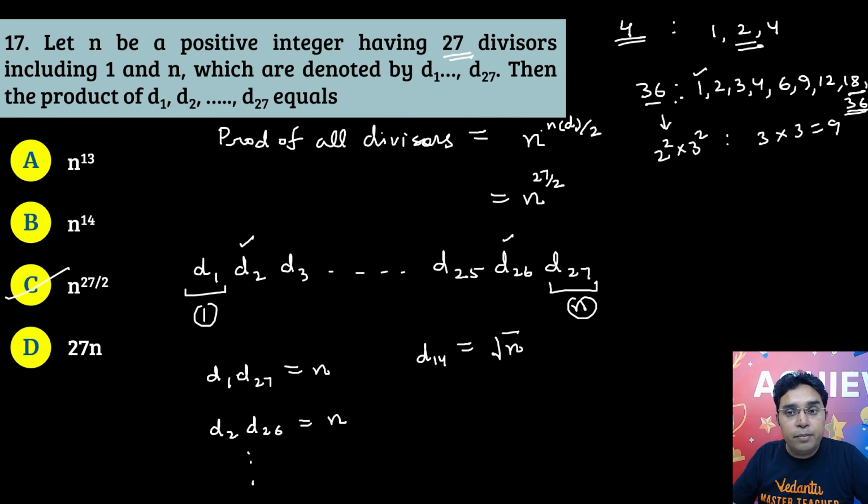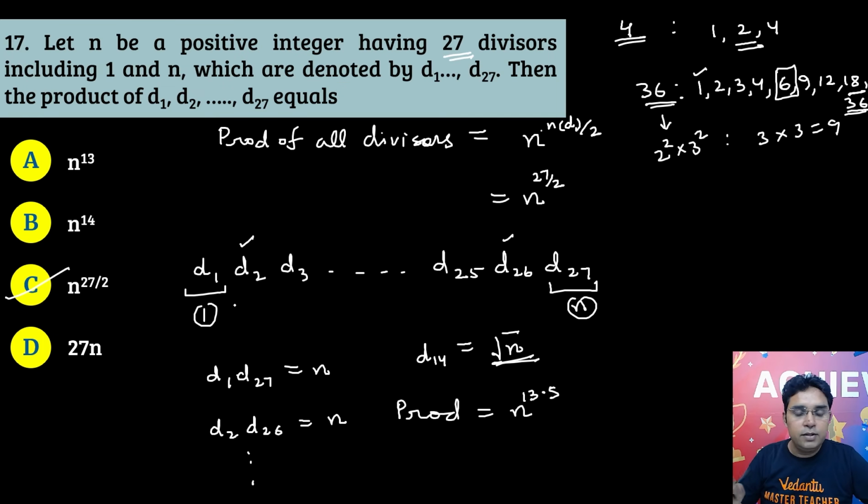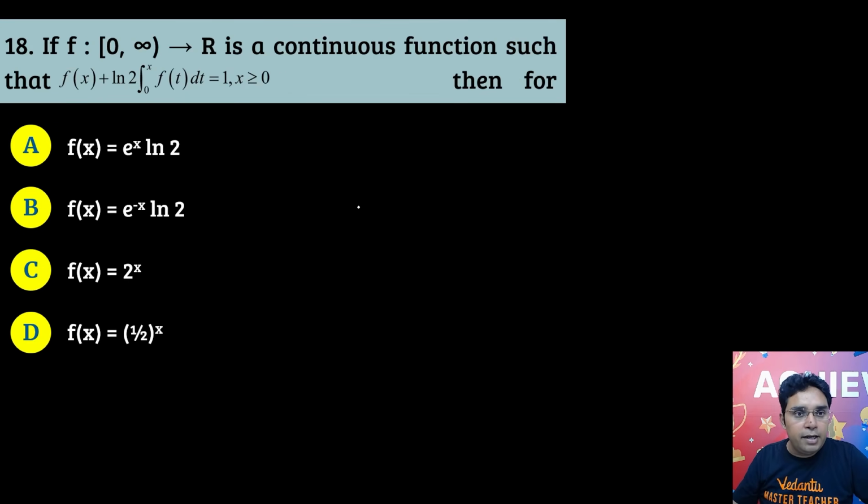And if it is a perfect square, then there will be one divisor in the middle of all the divisors, which will be the square root of that number. So here these 13 pairs will be complete, and the last number will be n power half. So the complete product here will become equal to n power 13.5. So the answer will be C. Now coming to question number 18.